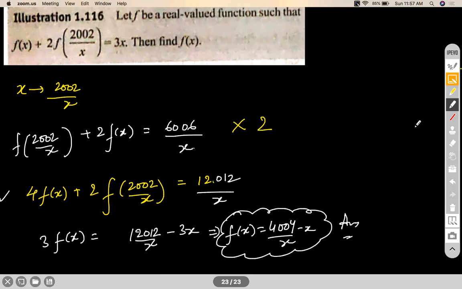Is that fine? Any questions here? Anybody? Can I move on to the next one? Let me know once you're done with this. Done? Copied? Yes. Okay.